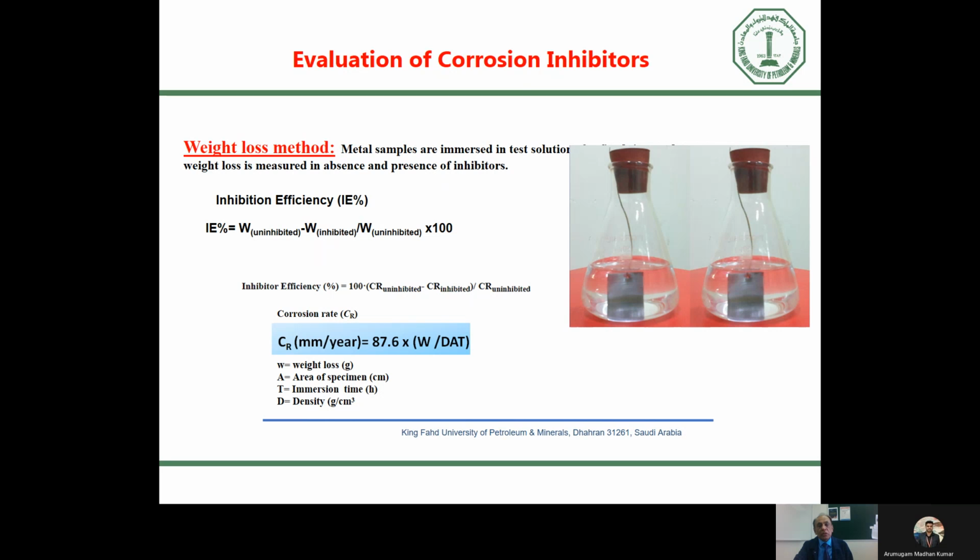The simplest method is the weight loss method. What we do is take a metal specimen and dip it in corrosive solution for a fixed period, and naturally the weight of the metal will be reduced. So we measure the weight of the metal in the absence and presence of inhibitor, and then we can find out the efficiency of the inhibitor. A very simple example: suppose the loss of metal in acid solution is 100 milligram and in the presence of inhibitor is 10 milligram. So by this simple method we can say that it is 90% efficiency.